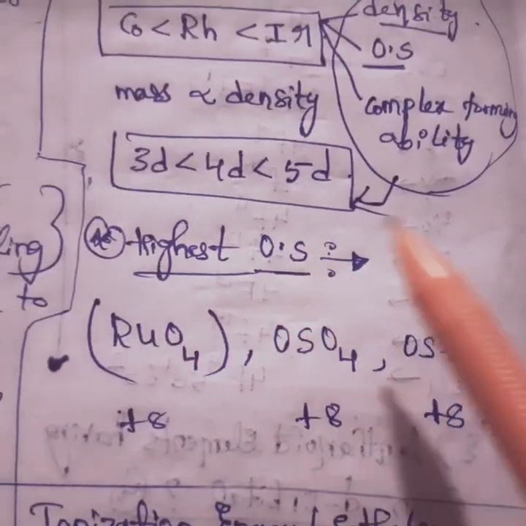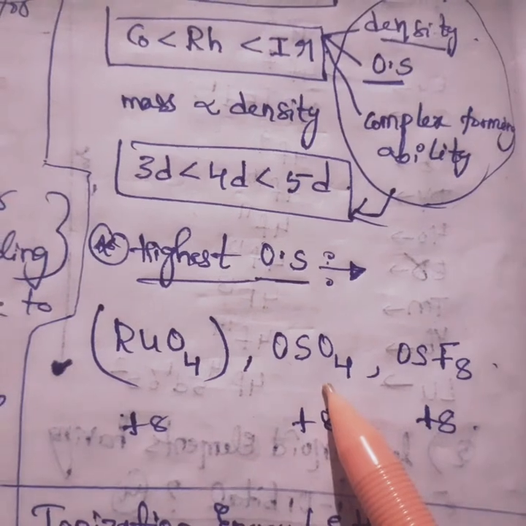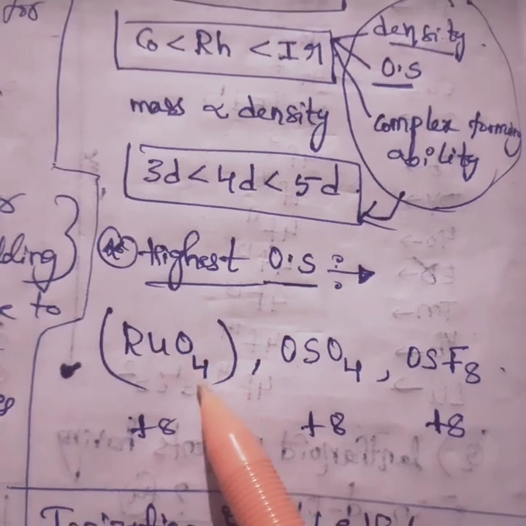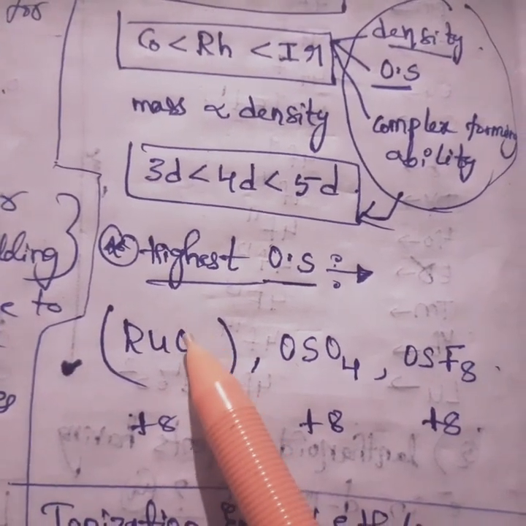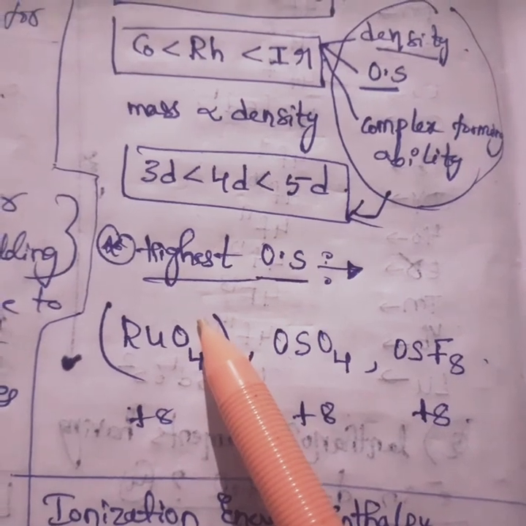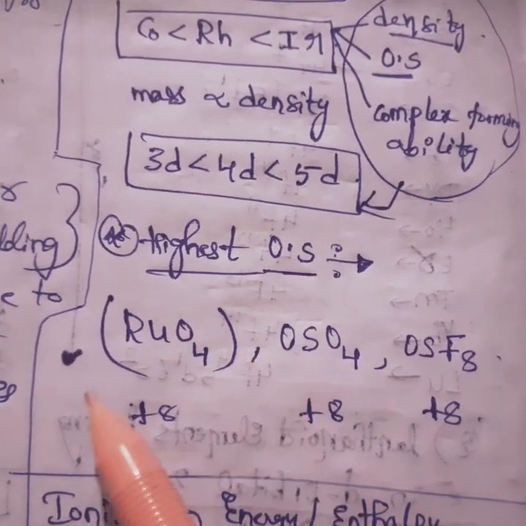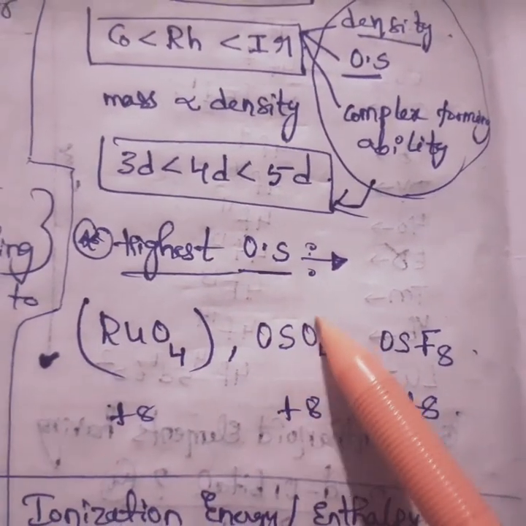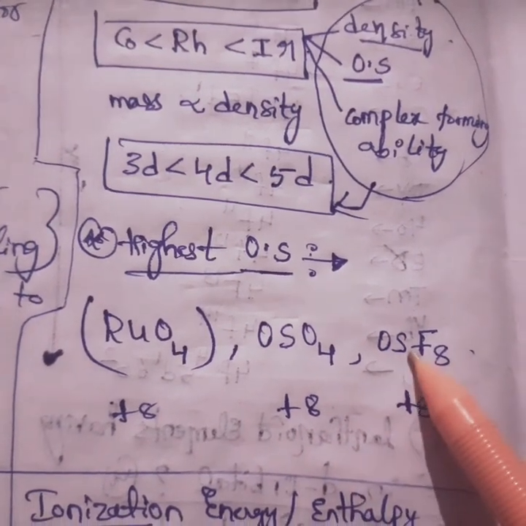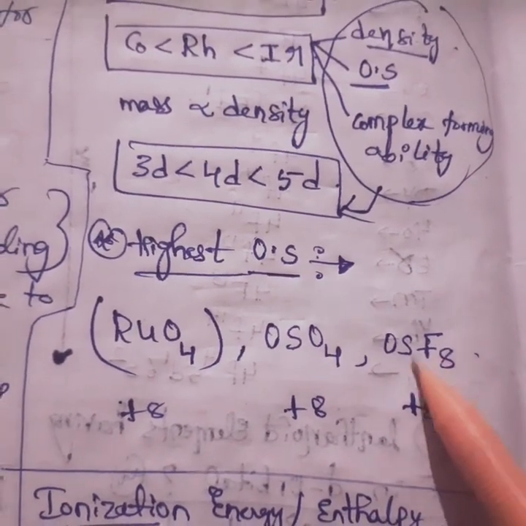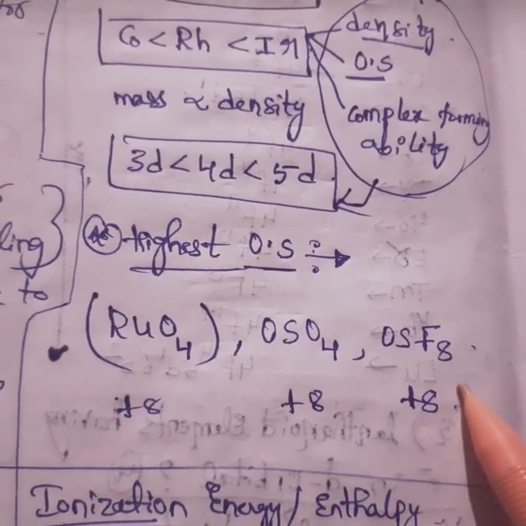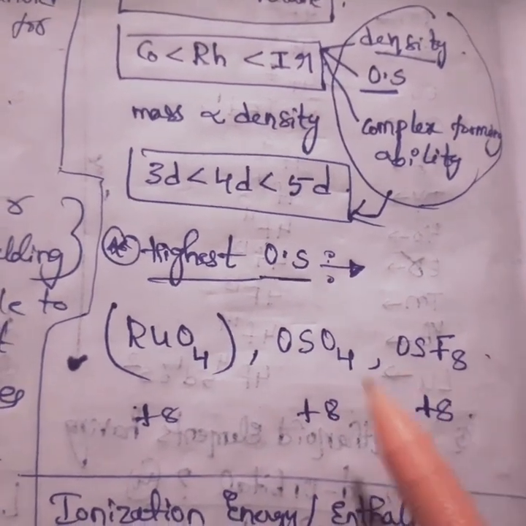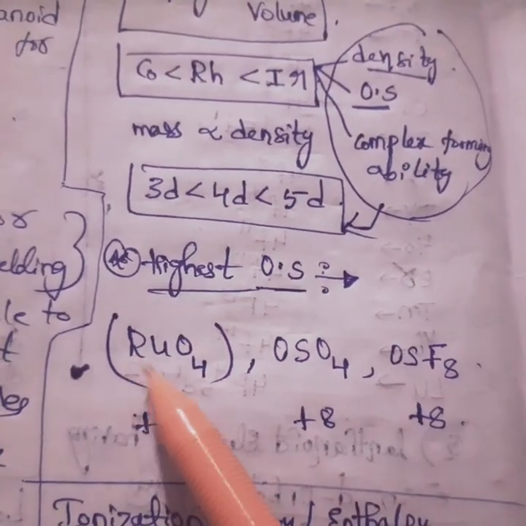Next, highest oxidation state. See, ruthenium, osmium. These are the highest oxidation states. We know that here 4 oxygens are present. One oxygen atom means -2, right? So here 4 oxygens are present, that means 4 times 2 is 8. So here ruthenium exhibits +8 oxidation state. Here osmium also exhibits +8 oxidation state. We know that one fluorine atom has one negative charge. Here 8 fluorine atoms are there. That means osmium exhibits +8 oxidation state. The highest oxidation states are exhibited by these.